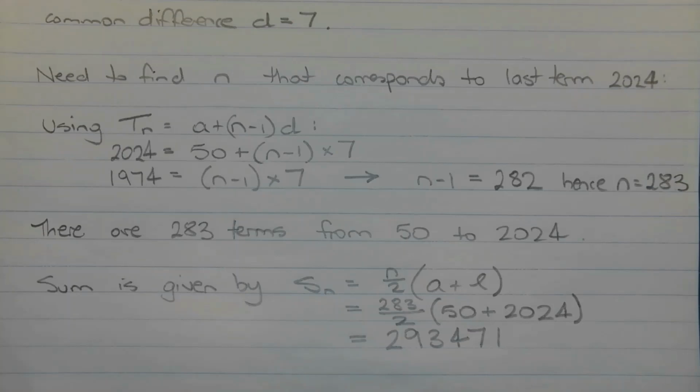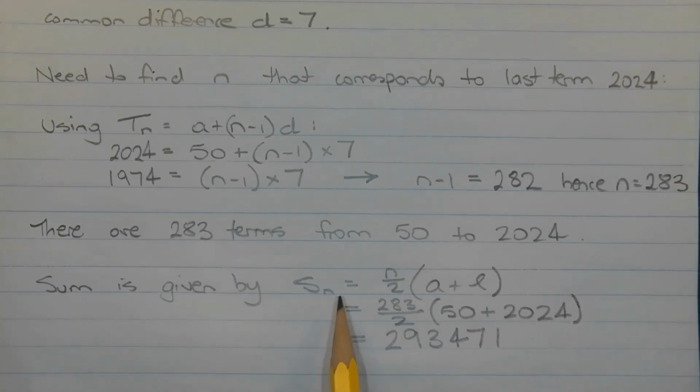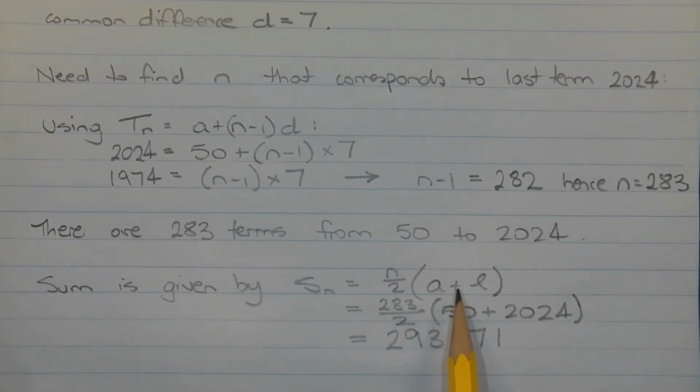Now to find the sum, we can use the formula Sn is equal to n over 2 times a plus l in brackets, where l is the last term of the series.